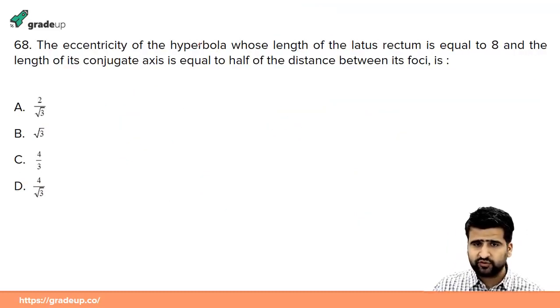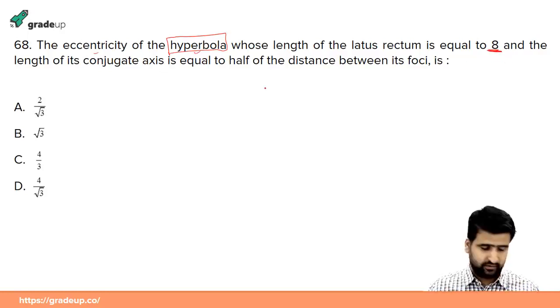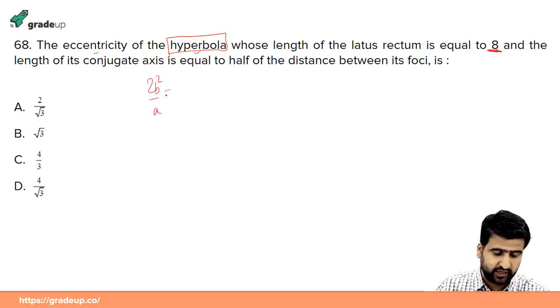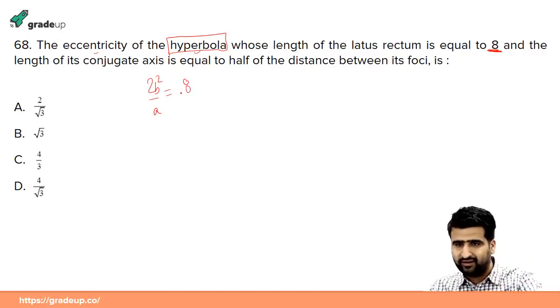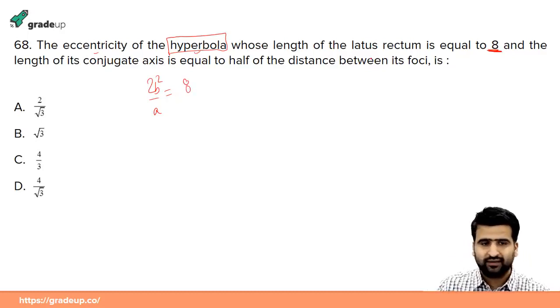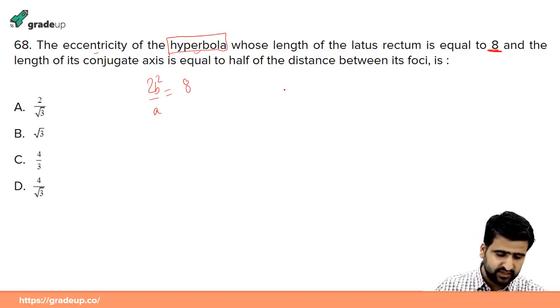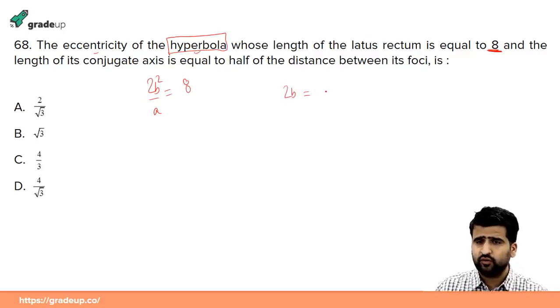Alright, so let's move on to the next question, which is from the topic hyperbola. The eccentricity of a hyperbola whose length of latus rectum is equal to 8. So length of latus rectum is given. We know that the length of latus rectum is equal to 2b square upon a, both in the case of hyperbola and ellipse. You don't need to confuse yourself. And the length of the conjugate axis is equal to half the distance between the foci. So length of the conjugate axis is equal to 2b, and this is equal to half the distance between the two foci. So the distance between the two foci is actually equal to 2AE, so half the distance will be equal to A.